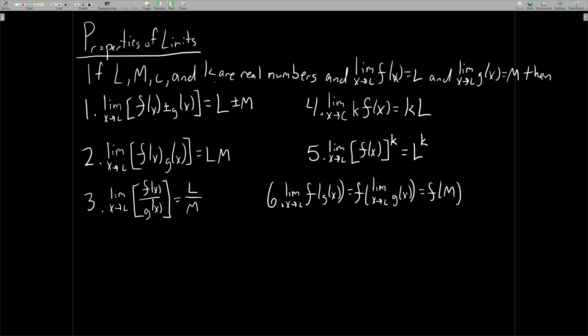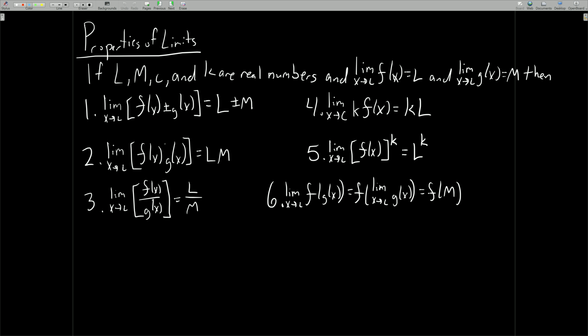Okay, if L, M, c, and k are real numbers, and the limit of f of x as x approaches c equals L, and the limit of g of x as x approaches c equals M, then, well, this is all really complicated. Let me simplify it. If you have the limit of two functions either added together or subtracted, then you basically split it. You take the limit of f of x and the limit of g of x, and then you add them or subtract them depending on the sign here.